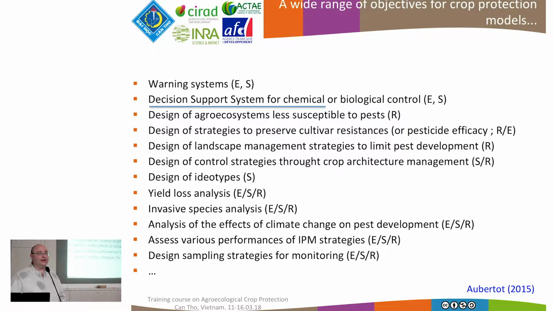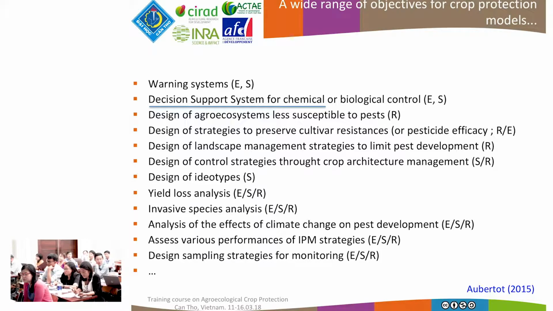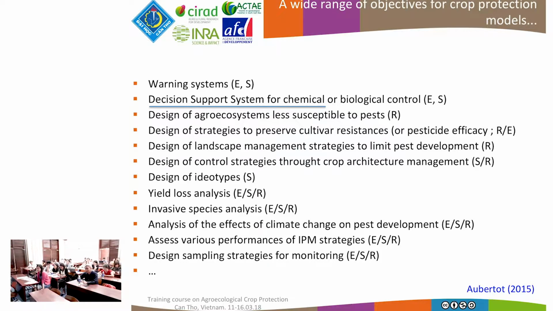So I don't know if in Vietnam you are using decision support systems for application of pesticide. I know that pesticides are very common in Vietnamese agriculture, but do you use any models in order to help trigger? Do you have any warning systems in Vietnam or not at all? No? So it's only based on observations, or is it based on the calendar saying, okay, it's Monday, I have to apply, and it's that way.